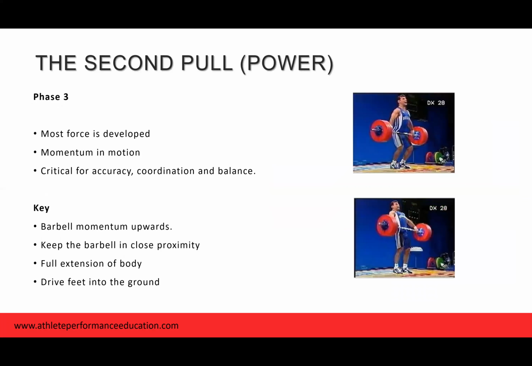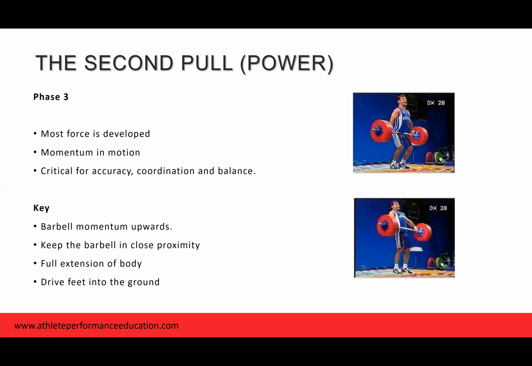The second pull is our power pull, and it's our third phase. This is where most of the forces develop, so this is where we get our hip extension bang for buck. It's a really key thing that we transition the momentum through our range of motion, so we're continuing to move the bar from the speed we generated from the initial pull. The critical elements for this are accuracy, coordination, and balance. The bar starts to move in a free weight position. What I mean by that is the momentum generated from the initial pull and overcoming that inertia continues to provide momentum through this phase. So it's a real key that we're able to handle this high velocity movement and continue to generate momentum onto the bar.